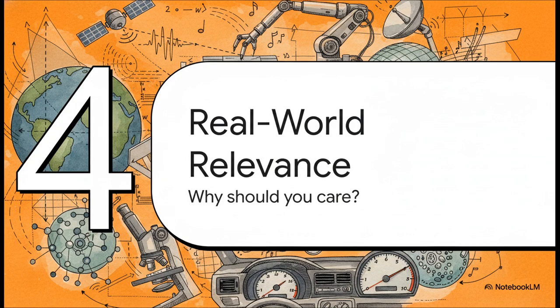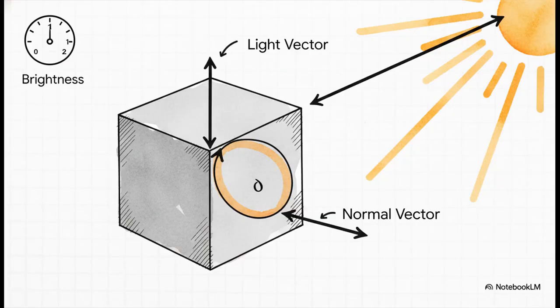So at this point, you might be thinking, okay, this is some neat math, but why should I care? When will I ever actually use this? Well, it turns out the dot product is working behind the scenes in some pretty cool places. For instance, have you ever played a modern video game and marveled at how realistic the lighting looks? Well, you're looking at the dot product in action millions of times per second.